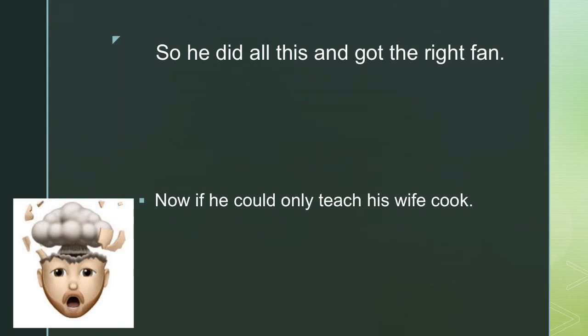Now if only he could teach his wife to cook without burning all the food. That's a joke, and it's a bad joke because my wife makes at least 2 or 3 things that come out wonderfully.